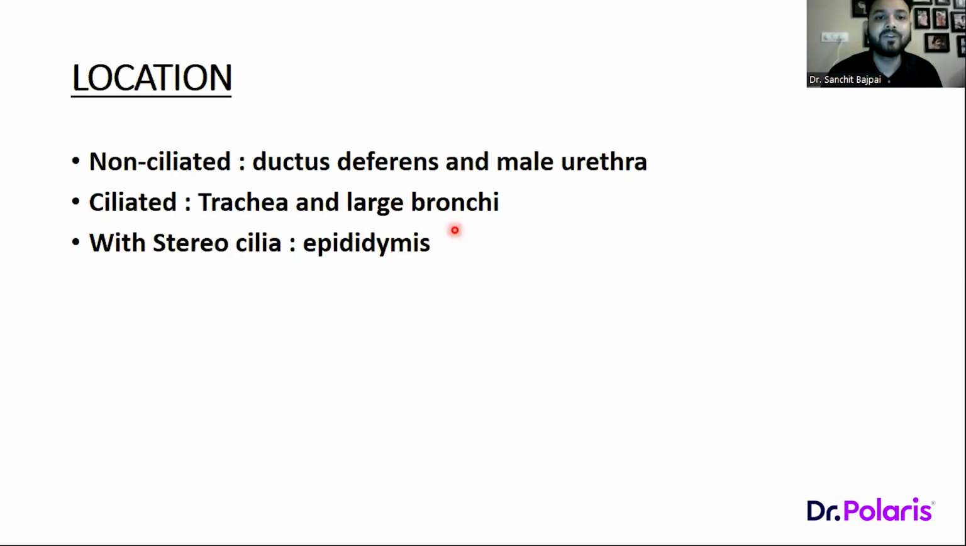And this is seen in something called epididymis. What is epididymis? It is a storer of spermatozoa. Once the spermatozoa are formed from the testicles, they are stored for some time in this convoluted tubule that is called epididymis. So that is lined by stereocilia.